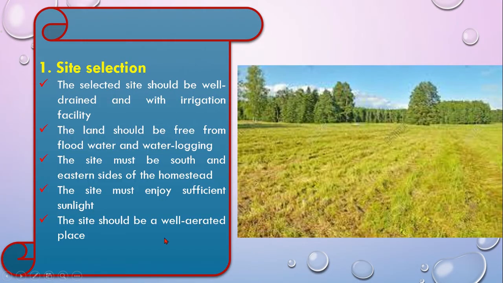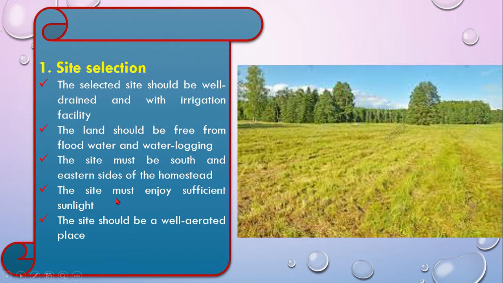First one is site selection. Before transplanting seedlings or saplings for afforestation, we have to select the site. Like this, have a look. This one is very sunny and well drained, a little bit high, medium highland, and make sure irrigation facilities are available here, and make sure no flood water and waterlogged condition will be present here.